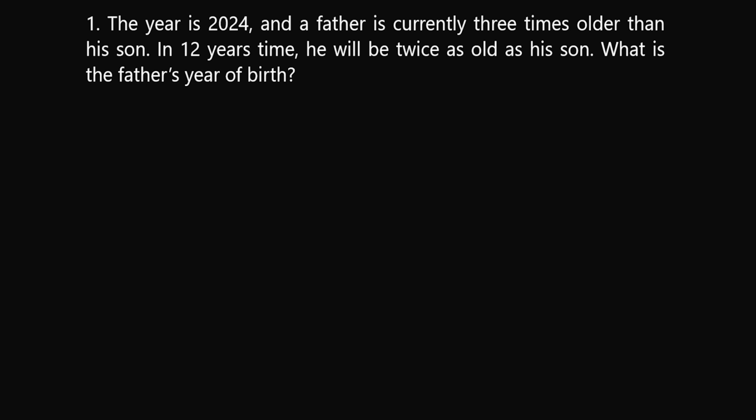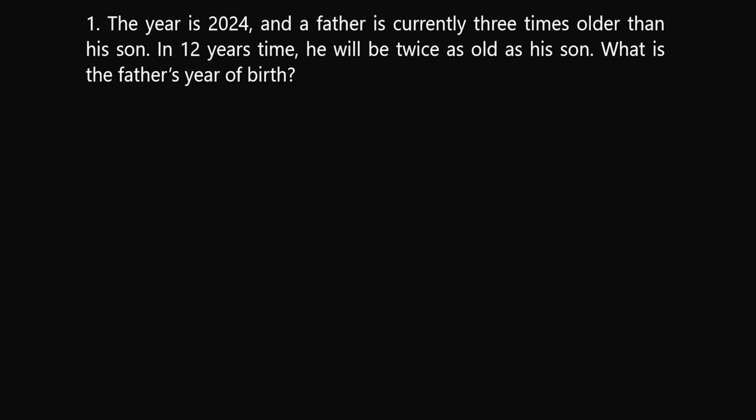The year is 2024 and the father is currently 3 times older than his son. In 12 years' time, he will be twice as old as his son. What is the father's year of birth? Of course, as always, I will pause the video for a couple of seconds so that you can give this one a try. And then we will continue with the answer.